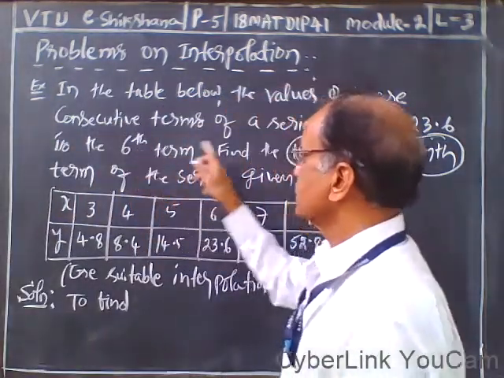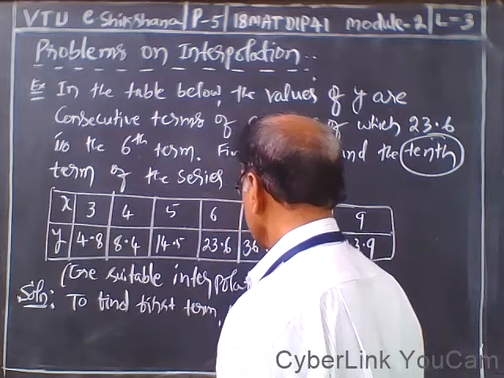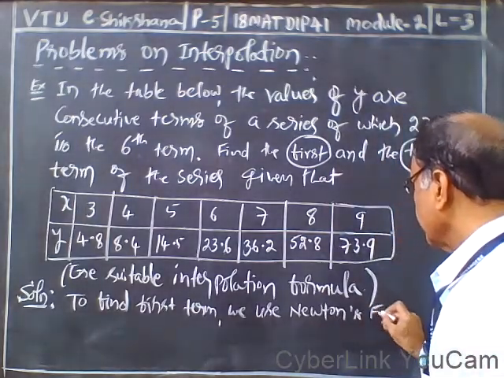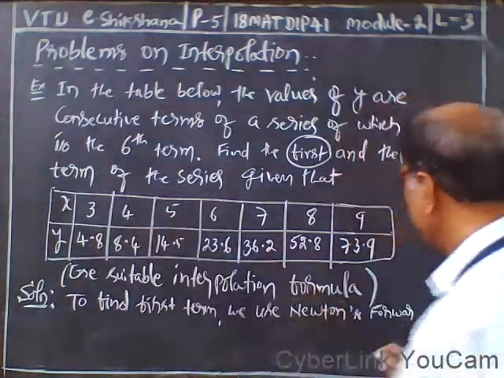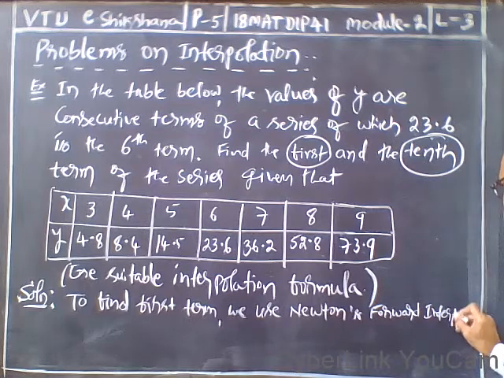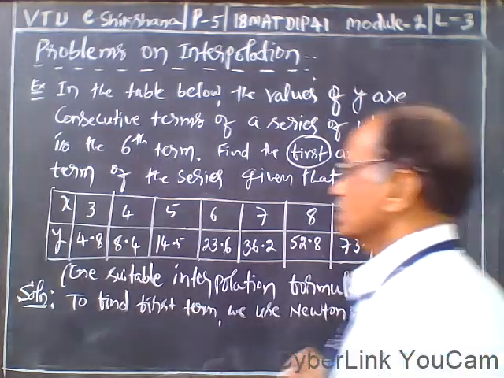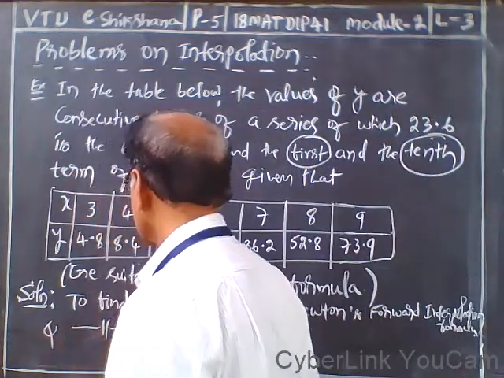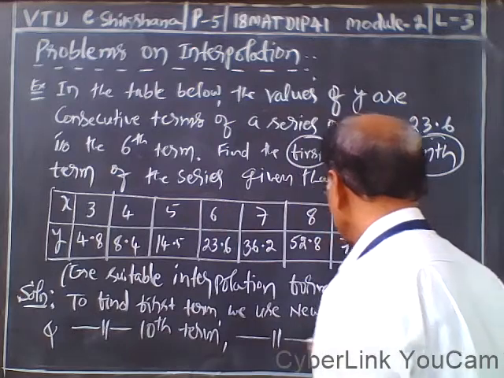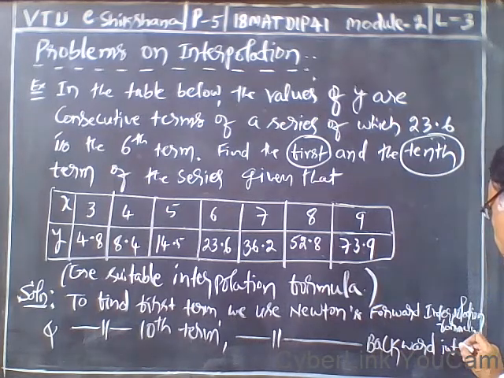To find our first term we use Newton's forward interpolation formula, because it is very close to the beginning of the table. And to find the 10th term we use Newton's backward interpolation formula.